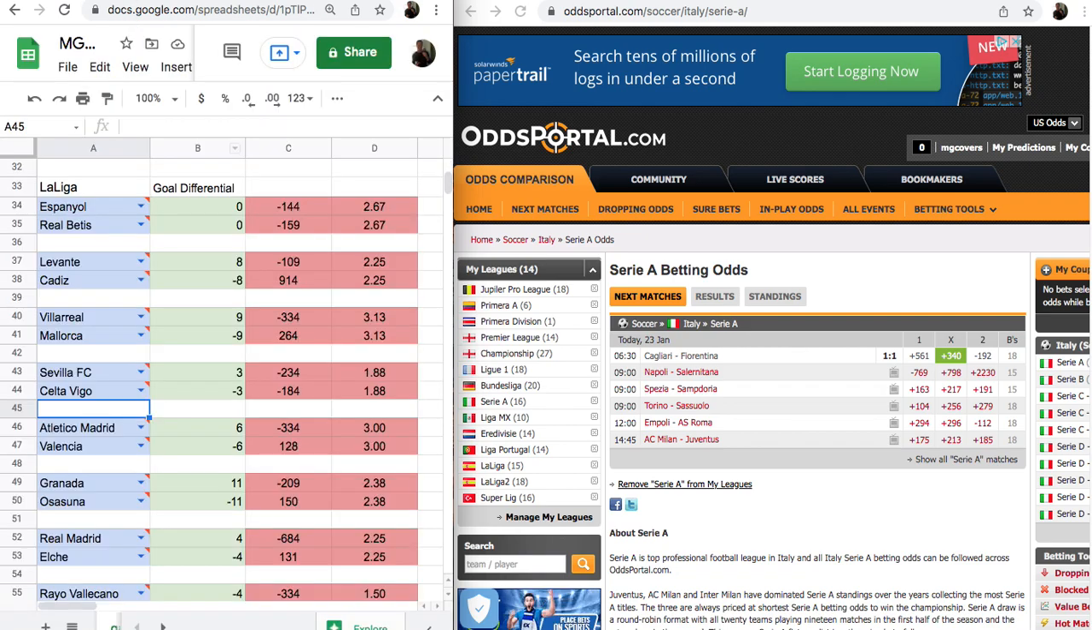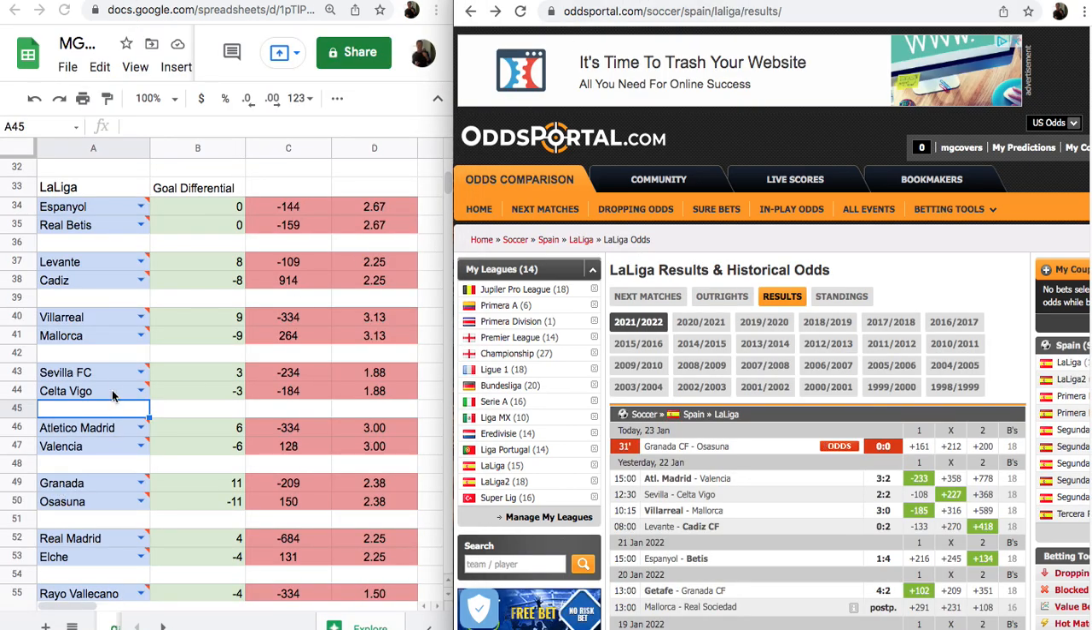When you're handicapping a team to win, it's just the opposite. Let's take a look at this Villarreal. They had a 9-point goal differential over their opponent. They were minus 334. At the books, they were minus 185. A lot of value in that. They won 3-0 yesterday.